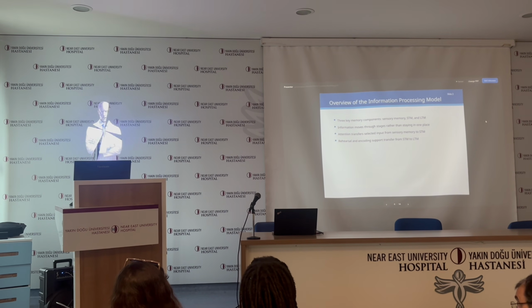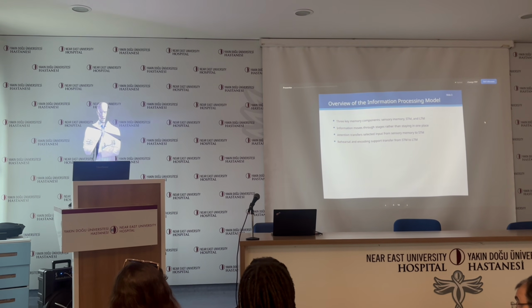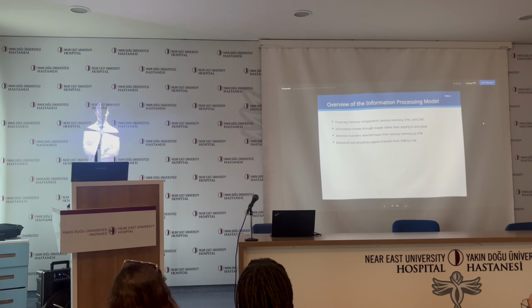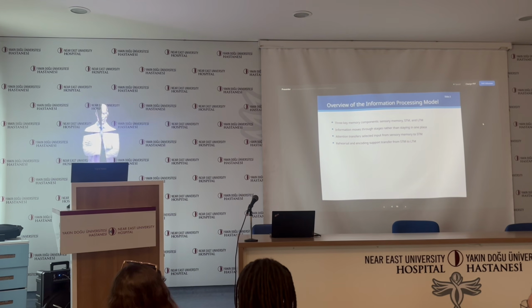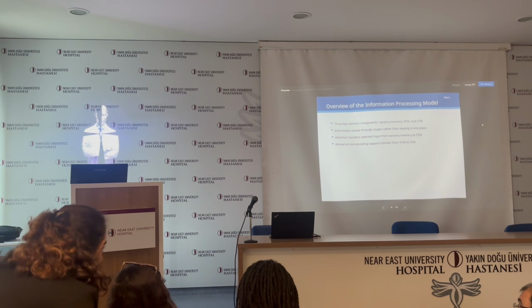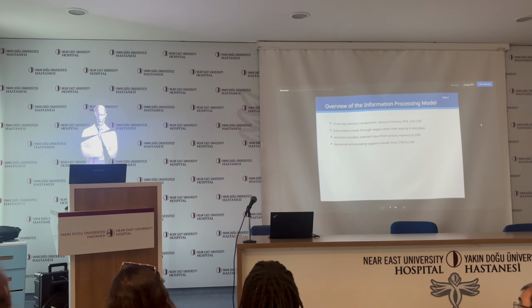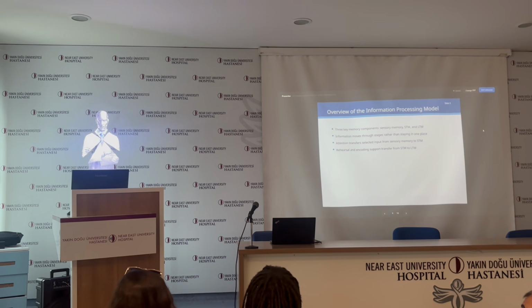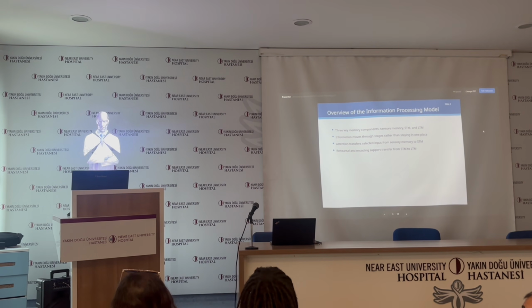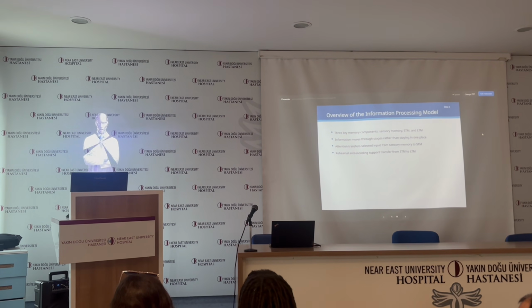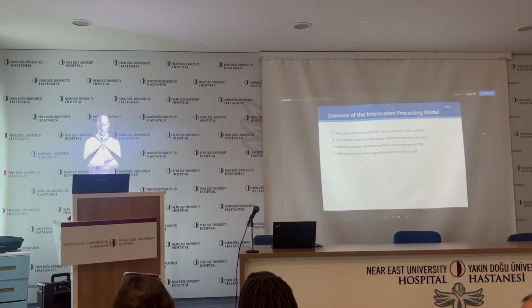The information processing model describes memory as a system with three major components: sensory memory, short-term memory, and long-term memory. These components are often presented as stages because information typically moves through them in sequence. First, sensory memory briefly holds raw information from the environment. Second, short-term memory, or STM, holds information that is currently being attended to and actively processed. Third, long-term memory, or LTM, stores information for extended periods, sometimes for years or even a lifetime.